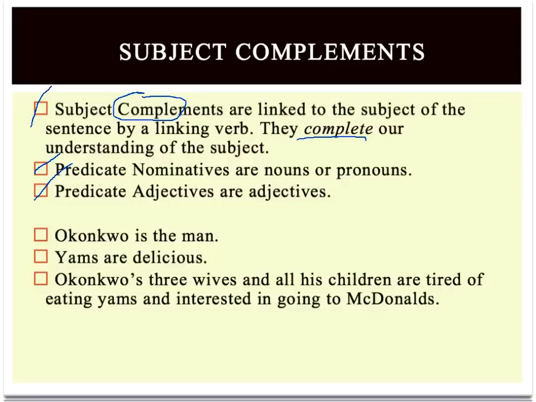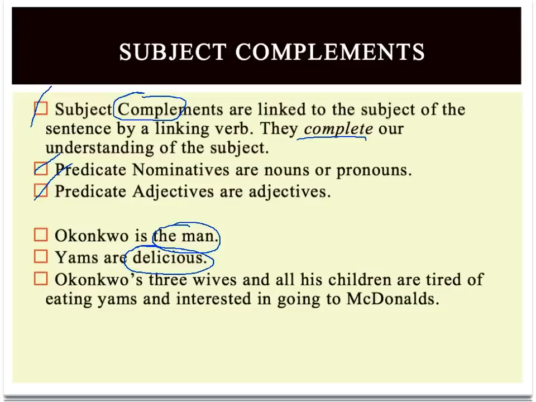So in the sentence, Okonkwo is the man, well, that sentence has a linking verb, is, right? What is Okonkwo? He's the man. Okay, man is a noun. Okay, so that is a predicate nominative. Let's look at another sentence. Yams are delicious. Once again, are is a linking verb. It's a form of the verb to be. And what are yams? Well, they're just delicious. Delicious is an adjective, so that's a predicate adjective.